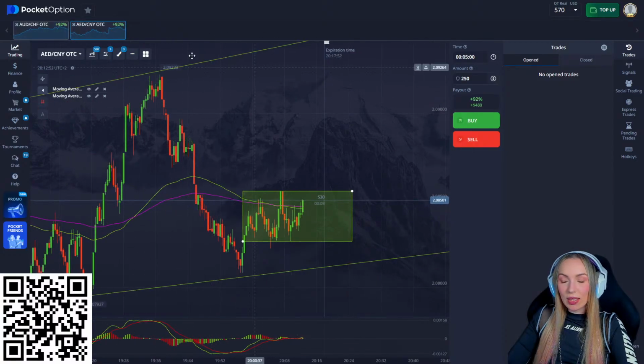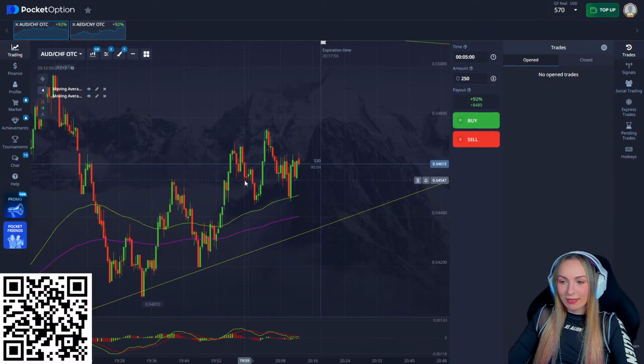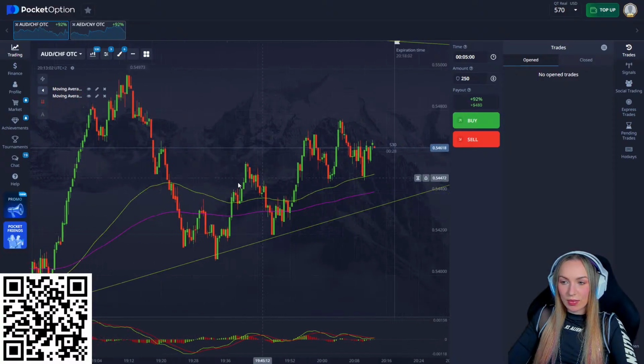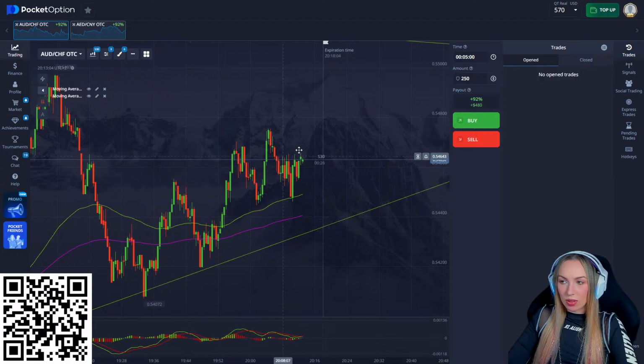Let's continue now. Of course it starts going up, of course. And here actually, look, it also starts going up, seems like. We can also take a risk here and open the trade in the upward direction.